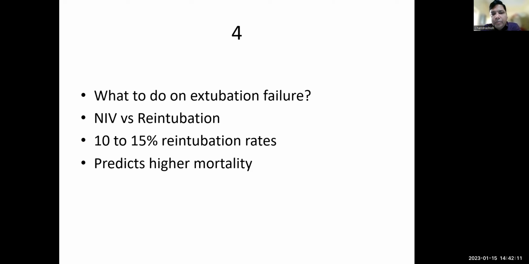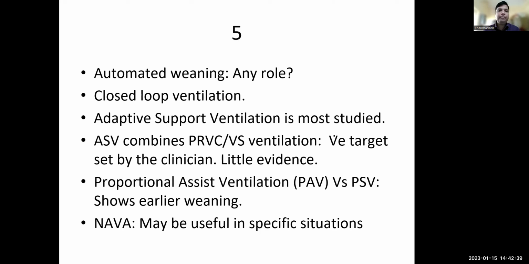In a good ICU, the reintubation rates are usually 10 to 15%. If your ICU has a reintubation rate of 0%, that means you're actually not trying to wean them early. If the reintubation rate is too high, then probably it means that you are weaning them without considering other factors. And remember that once the patient has failed extubation and has been reintubated, that predicts a higher mortality.